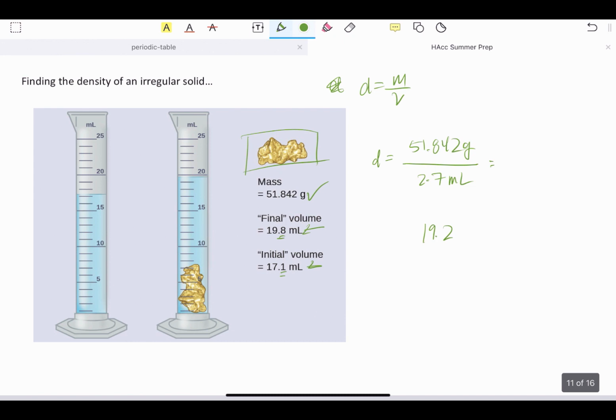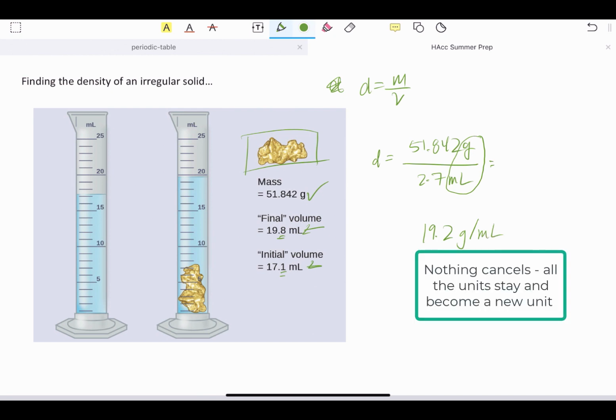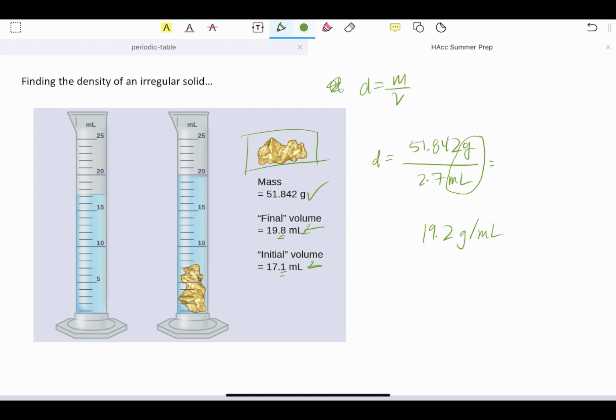But then we have to take into account the unit. We have grams on top of milliliters, grams divided by, or per, milliliter. That's how I get grams per milliliter, or mass per volume, because I take mass divided by volume. That's how we get the units.